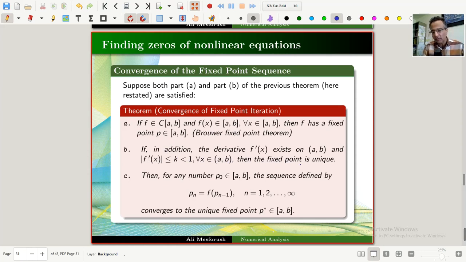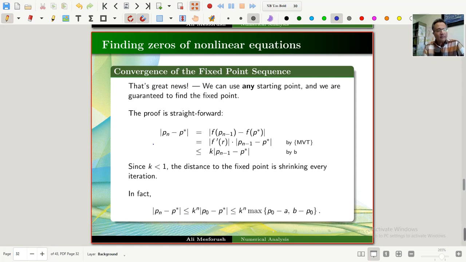This is the uniqueness. But in this case, for any number p0 in the interval [a,b], the sequence defined by Pn equal to f of Pn minus 1 converges to the unique fixed point P star for f, and the P star is in the interval [a,b].